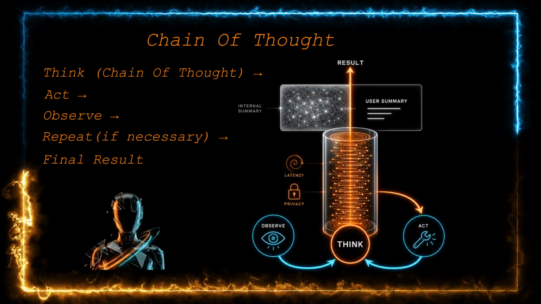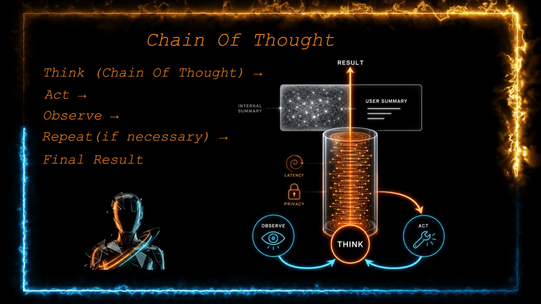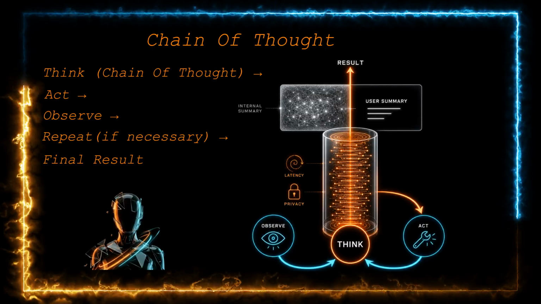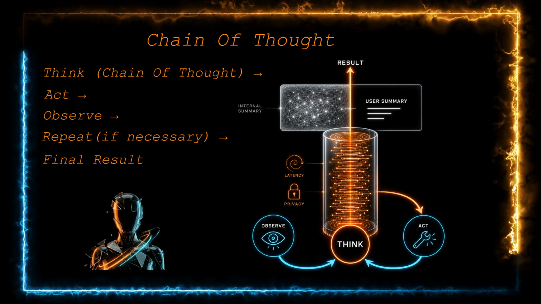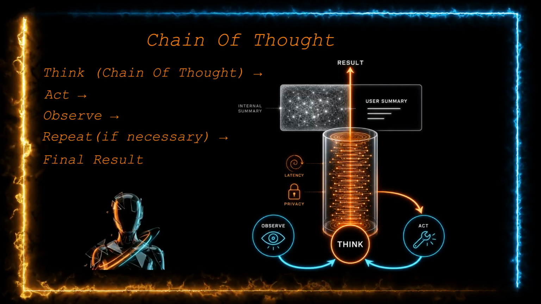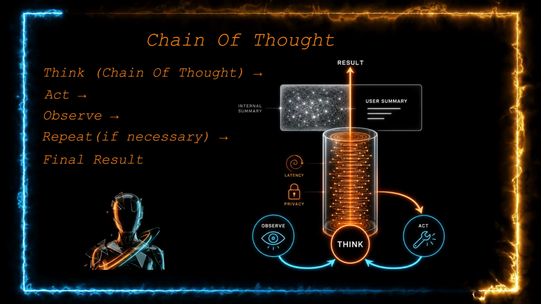The cost is verbosity, latency, and privacy concerns. In many production systems, you do not want to expose or store raw chain of thought. Instead, you may show a short summary of reasoning while keeping internal reasoning hidden. So the practical idea is: use stronger reasoning when the task is hard, but do not expose every internal thought to the user.